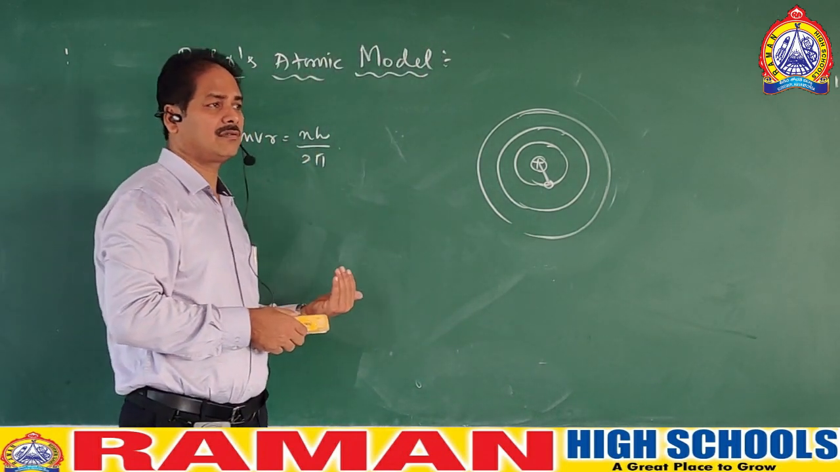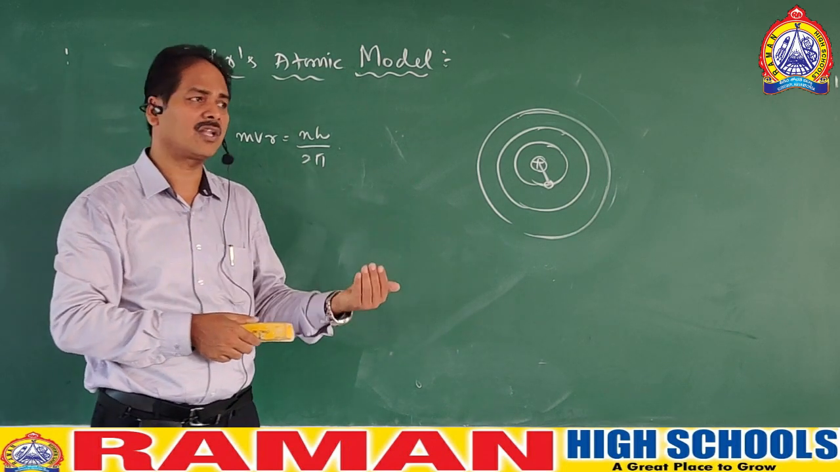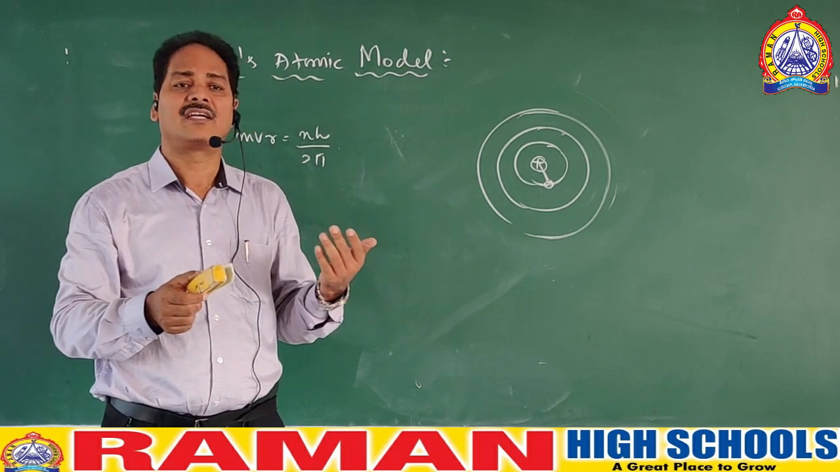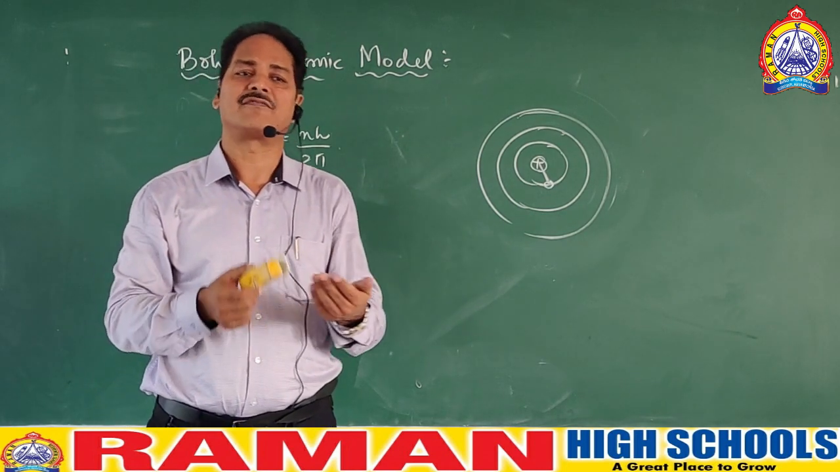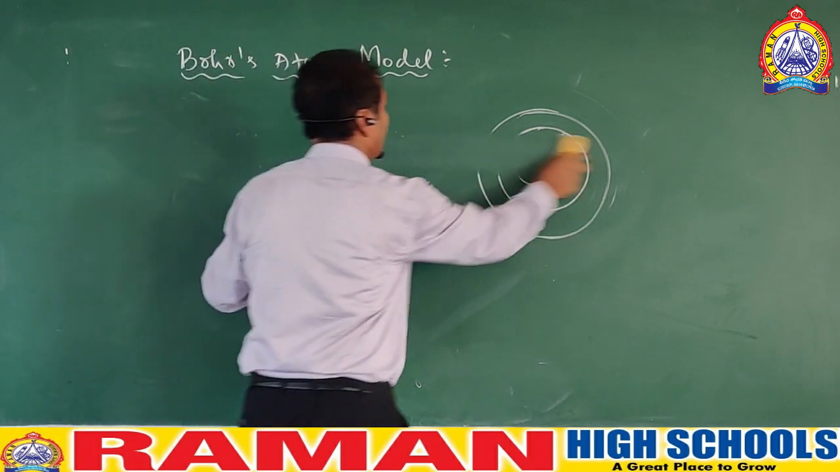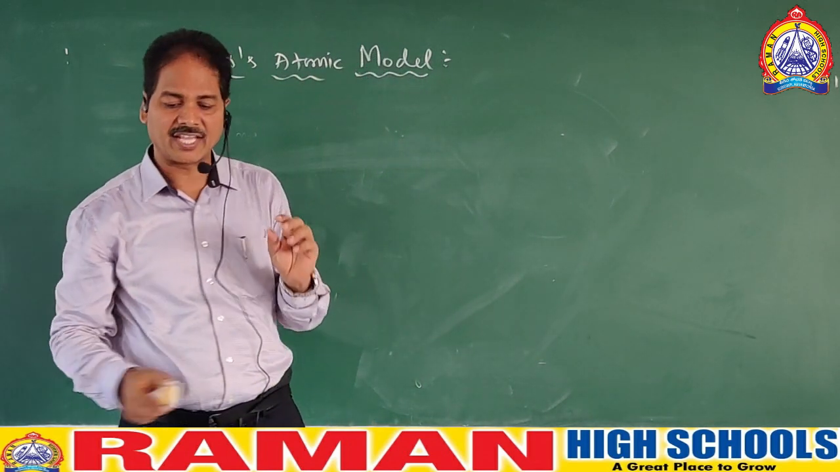And when it comes to the spectrum, which is the main defect of Rutherford's model, this Bohr's model has clarified the line spectrum of the elements. How that is, let us go into that now. As you all know, spectrum is nothing but division of energy.